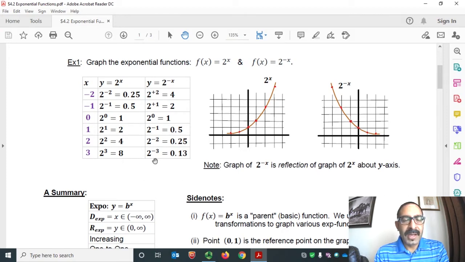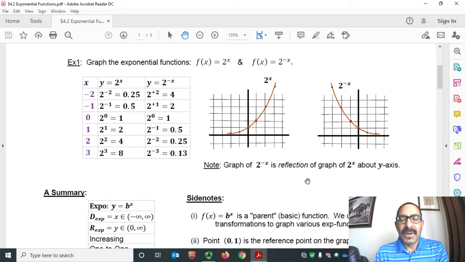And let me graph the last point here. 3, 0.13. So from here, 1, 2, 3, and 0.13, somewhere tiny, a little bit up there, and join those points, and this gives us the graph of 2 raised to the power negative x. So by looking at these two graphs, the graph of 2 to the power negative x is just a reflection of 2 to the power x across the y-axis.